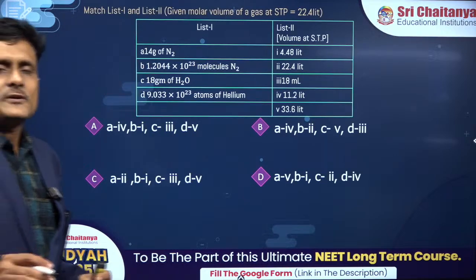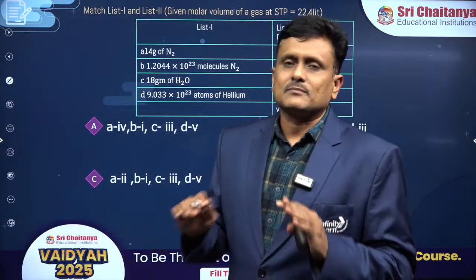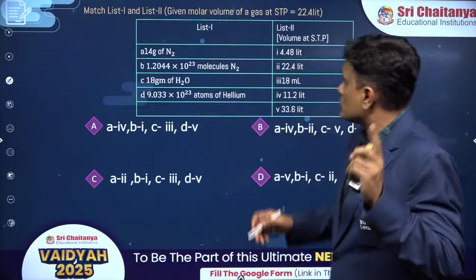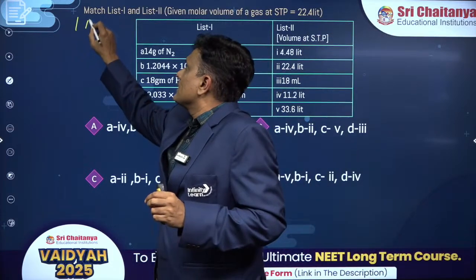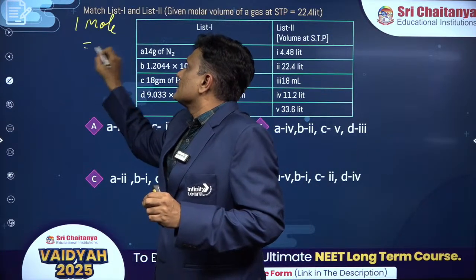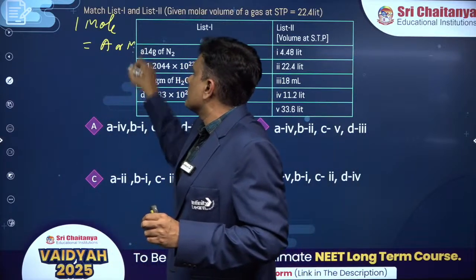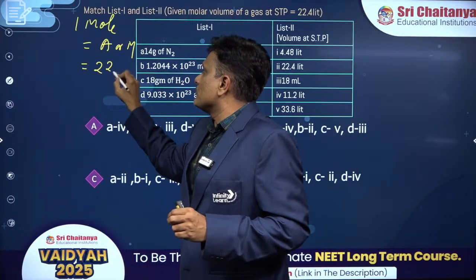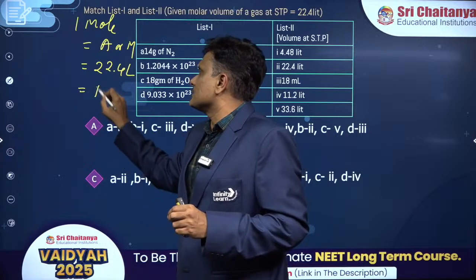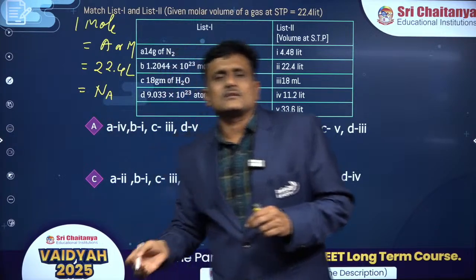Next, you see another stoichiometry question which is based on the simple principle, that is mole. You should always remember 1 mole is nothing but the atomic weight or molecular weight, which is equal to 22.4 liters at STP, and is nothing but the Avogadro number, that is 6 into 10 to the power 23.